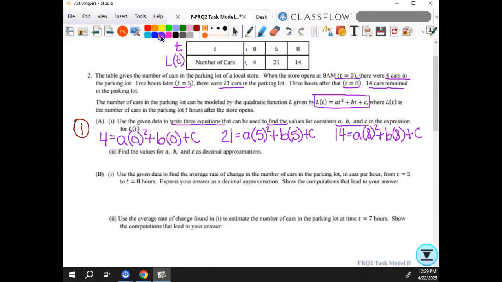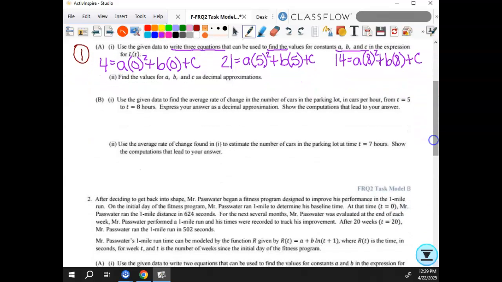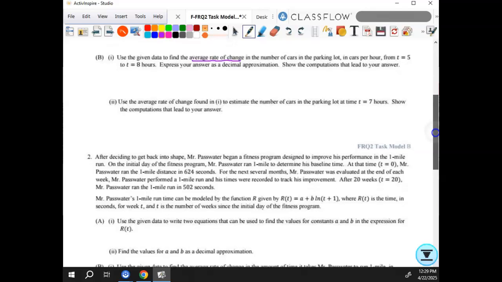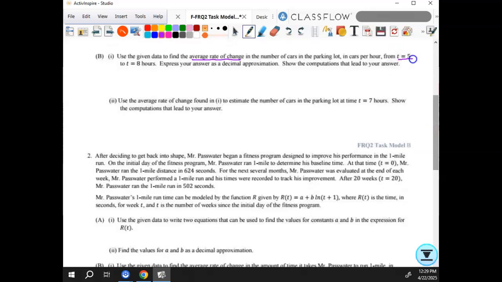We're going to go to B. B says, use the given data to find the average rate of change. What is the average rate of change? Slope, it's still the slope, of the number of cars in the parking lot in cars per hour from T equals 5 to T equals 8. Now, you don't always have to write this out, but I think it's not a bad idea. There's my little interval.